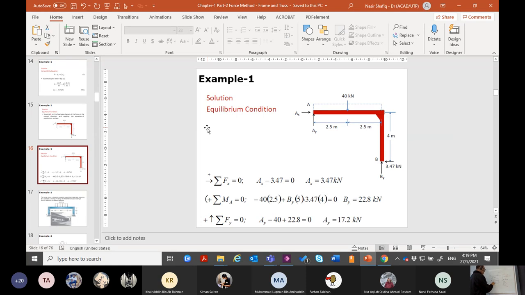(17.2)×x1. Okay, correct. And (20)×x2, so x1 square upon 2. So 10x1 square, it is correct.